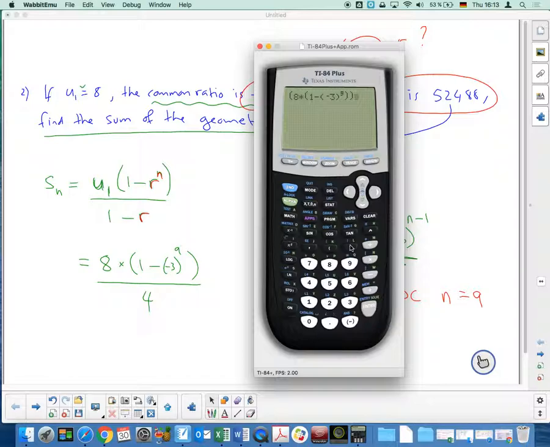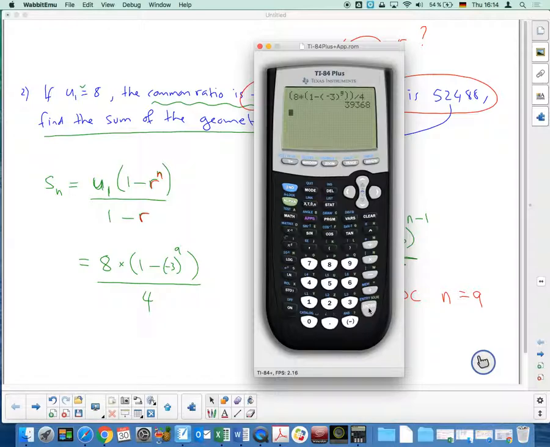Now, if you think that looks confusing, let me just show you. These red brackets here just group the whole denominator into one place. So that's why I've got extra brackets in there, and then I'm simply going to divide that answer by 4. So press divide by 4. Let's just hope we get an answer that makes sense.